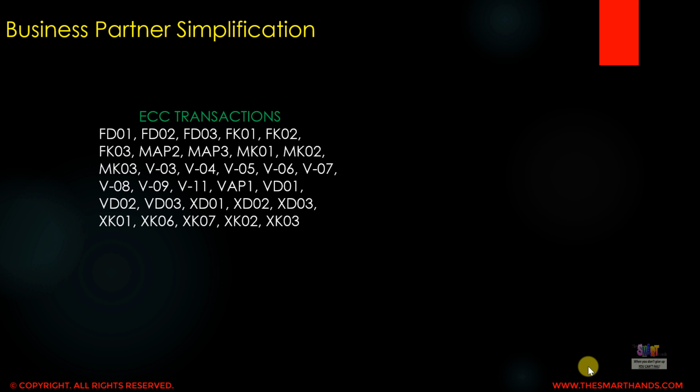Now we'll discuss the business partner simplification. So all these ECC transactions that you can see, like FD01, FD02, FD03, FK01, and so on, are basically now replaced by the BP transaction. That means if you try to run any of these transactions in an S4HANA system, the system will show you the BP transaction. The system will divert you to the BP transaction. I'll show you that in a minute.